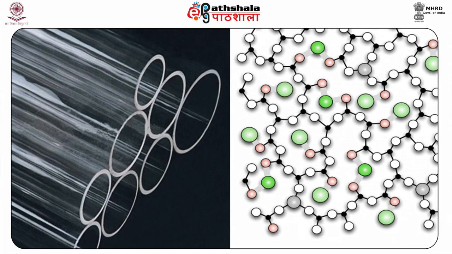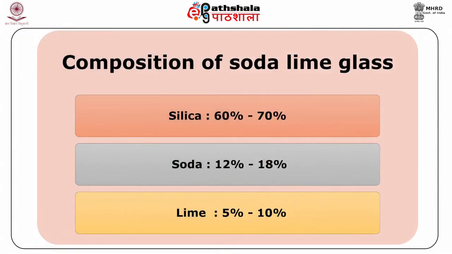The composition is as follows. Silica has 60 to 70%. Soda is present in 12 to 18%, whereas lime is present in 5 to 10%.